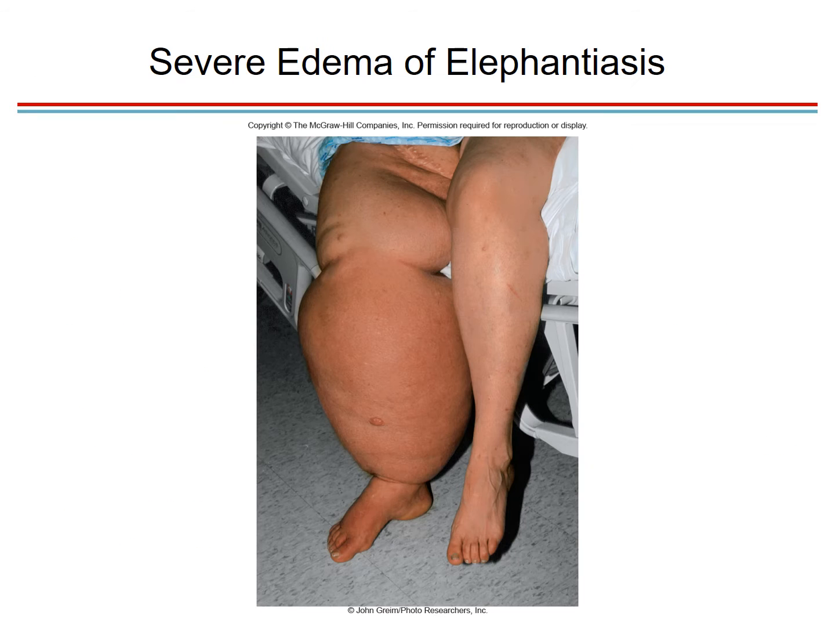Here, let's look at an example. This is a case of elephantiasis, where we have an excess of fluid pooling at the lower extremity, and this is due again to a parasite. Uncommon in first world countries, but in jungles and third world countries, we actually do see this quite often still.